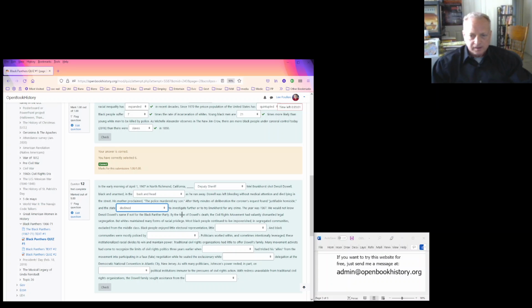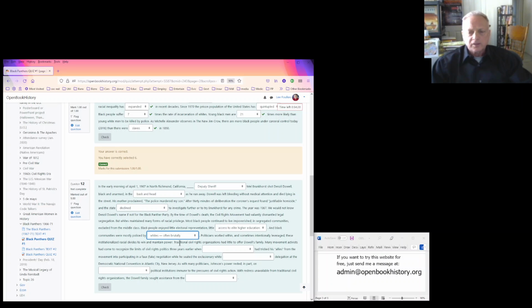By the time of Dowell's death, the civil rights movement had violently dismantled legal segregation, but whites maintained many forms of racial privilege. Most black people continued to live impoverished in segregated communities, excluded from the middle class. Black people enjoyed little electoral representation, little blank. And we'll put access to elite higher education. And black communities were mostly policed by whites, often brutally. Politicians worked within and sometimes intentionally leveraged these institutionalized racial divides to win and maintain power.